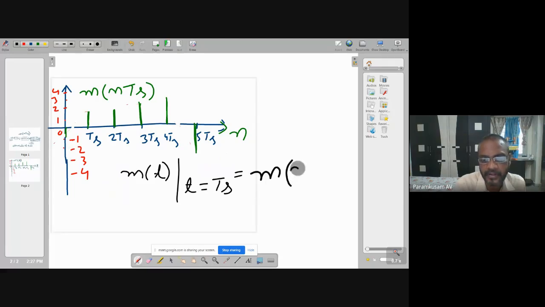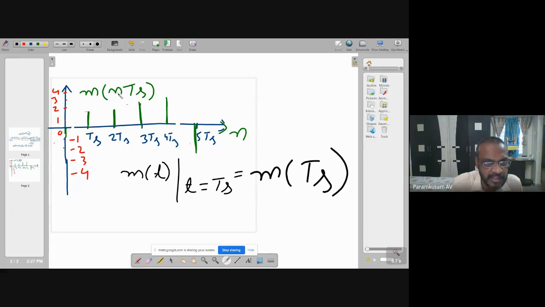M of n, sorry, m of ts. The value of m of t at t is equal to ts is equal to m of ts, no? So when n is equal to 1, that is equal to m of ts. This is the value of m of t at t is equal to ts.